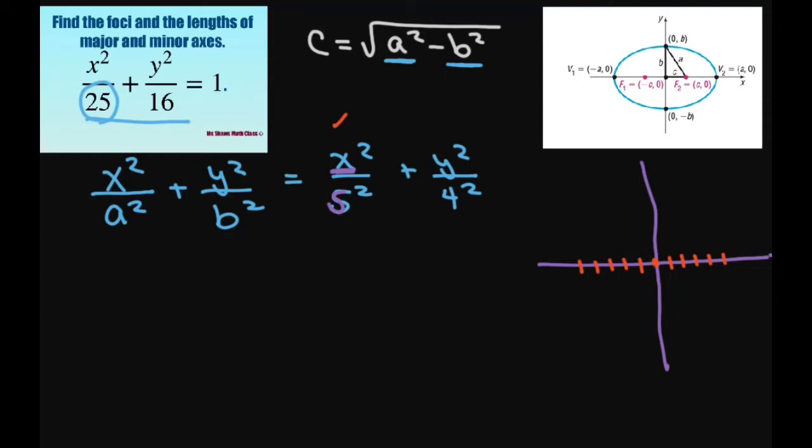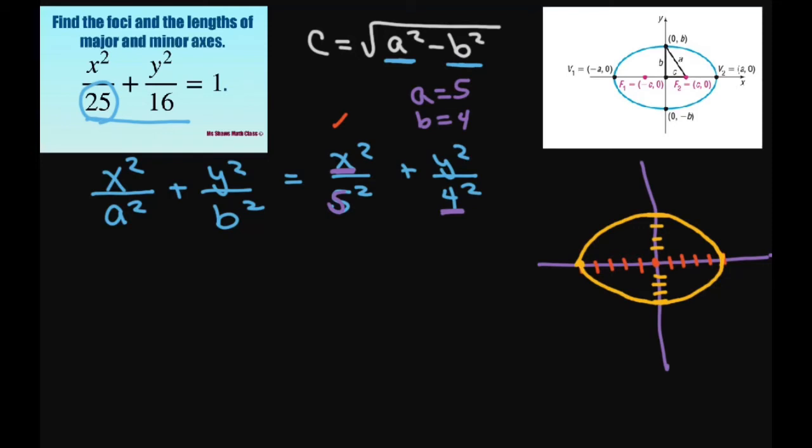Now under the y, we have 4 squared. So basically you take your b part. Your a is 5. Your b is going to be 4. Your y is always up and down. So y is going to go up 4 and down 4 on the vertical. And then you can just sketch it like this. Sometimes they call it the sleeping egg because it lays down. So basically your a is always your bigger number.